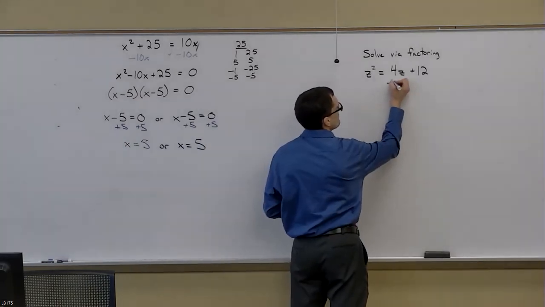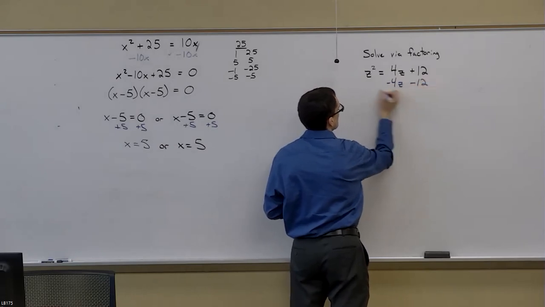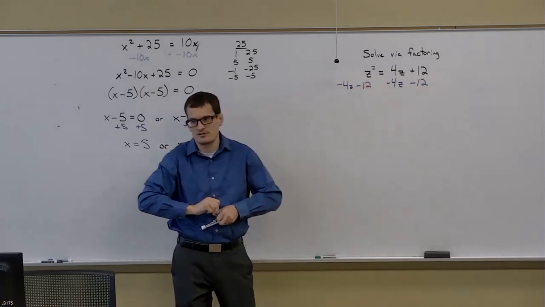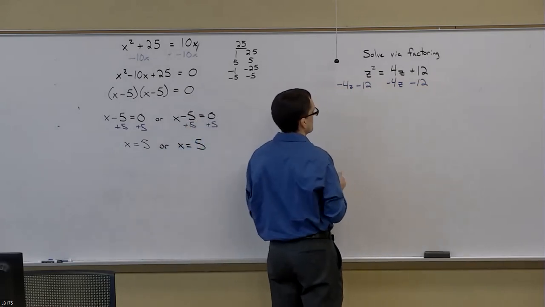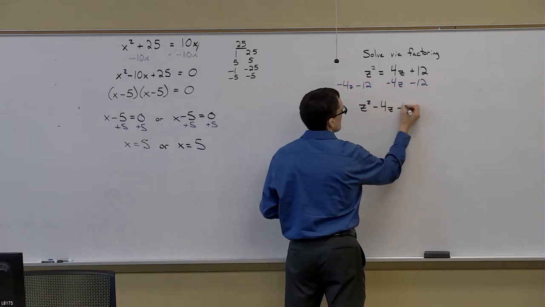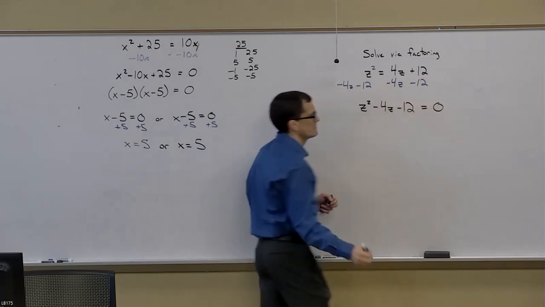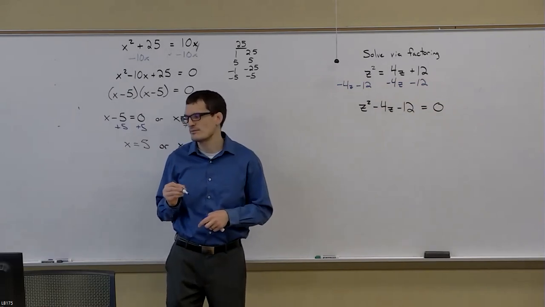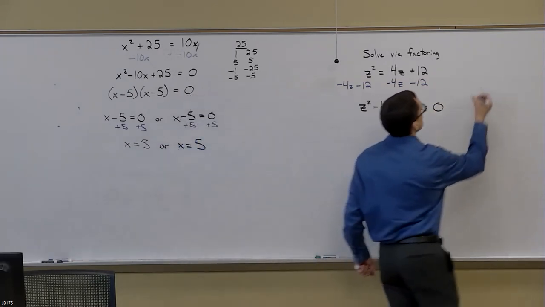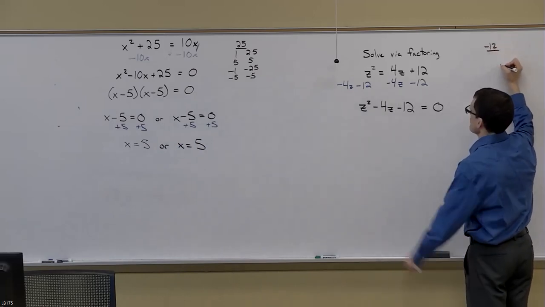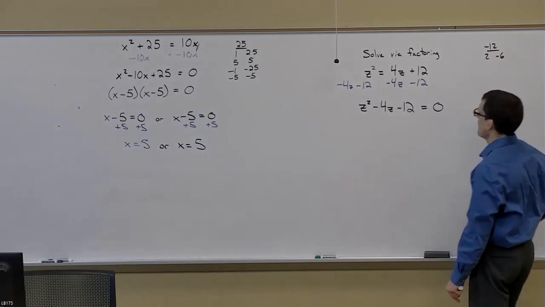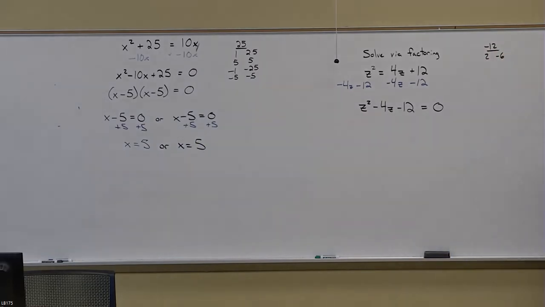All right. Once you get efficient at this, it goes pretty quick. Again, especially if I have a one in front of my variable squared term. Putting all of the terms on the same side and getting zero on the other yields z squared minus 4z minus 12 equals zero. So we're looking at factors of negative 12 because there's a one in front of my squared term. And the factors that multiply to give you negative 12 and add to give you negative 4 are 2 and negative 6.